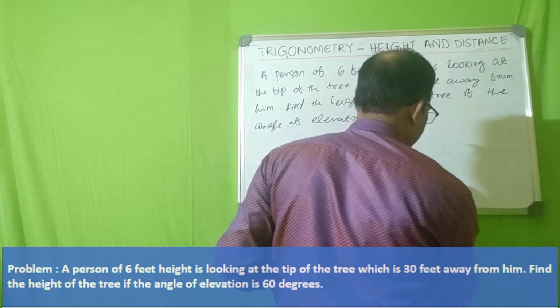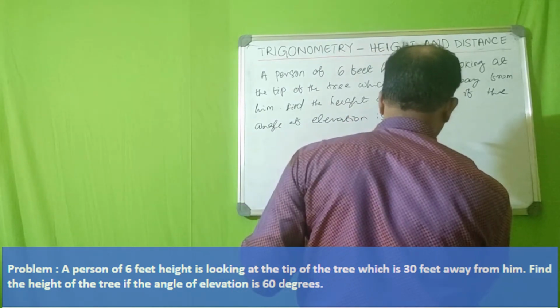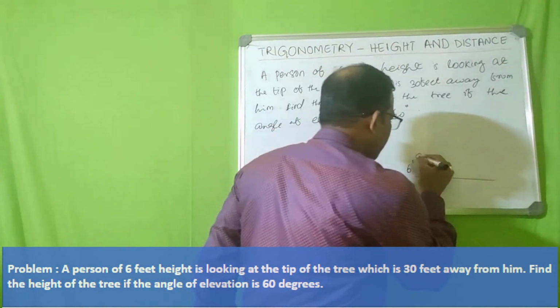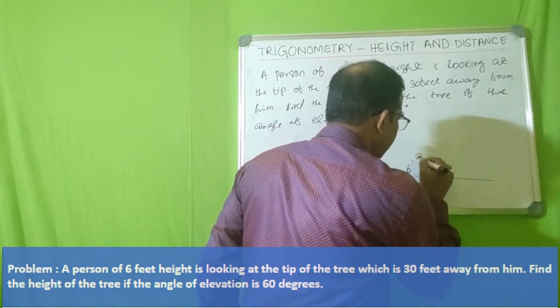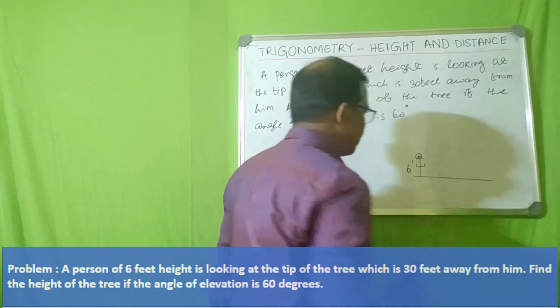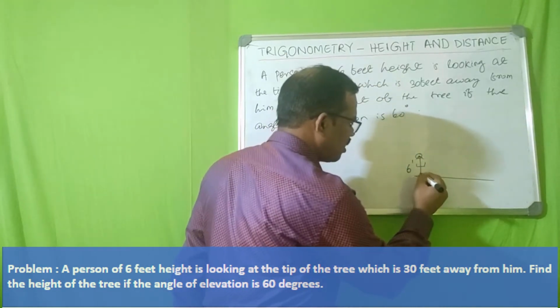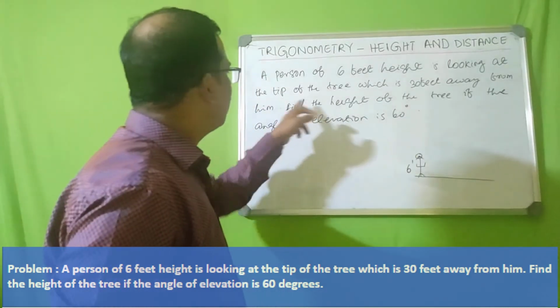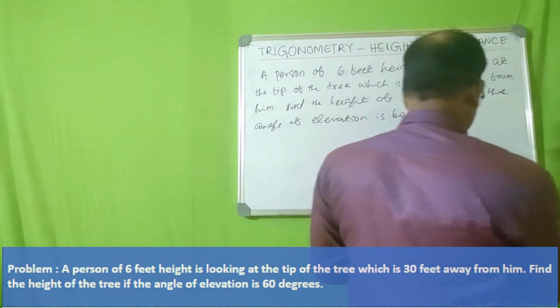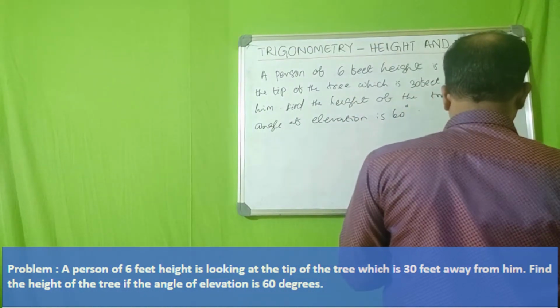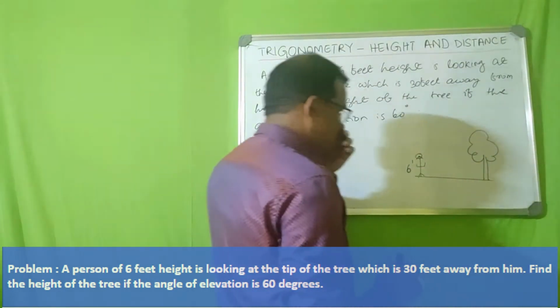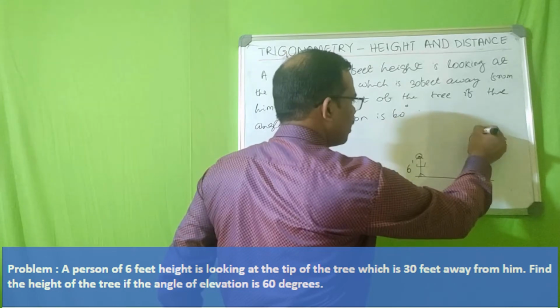6 feet height. So this is 6 feet. Yeah, this is the person. You can do a beautiful drawing saying that this person is standing here and he has the height of 6 feet. He is looking at the tip of the tree. There is a tree here. Draw a tree diagram, and the tip of the tree he is looking at.